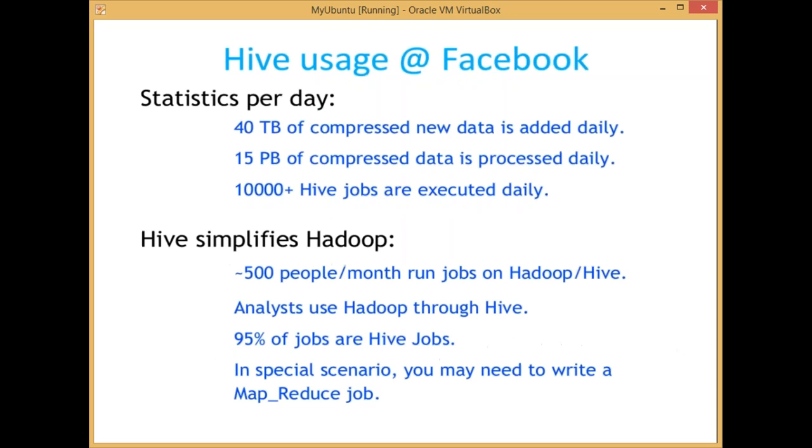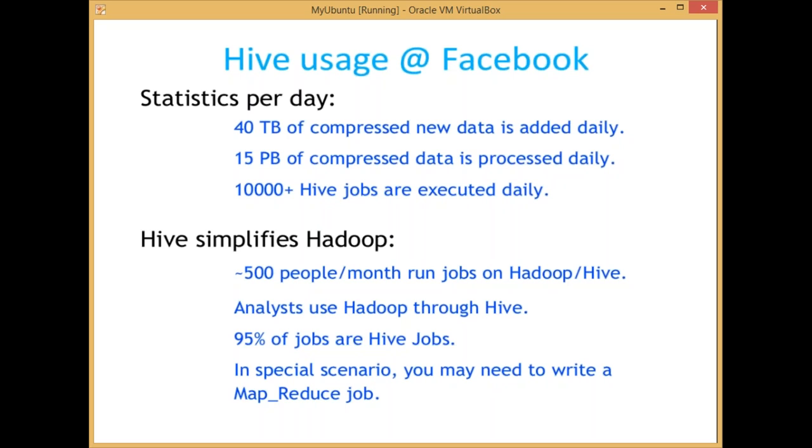Let's move to the next slide. Hive usage at Facebook. Facebook is extensively using Hive for its business intelligence, for making its advertisement more effective. So we have a few stats for Facebook. You can have a look. 40 terabytes of compressed data is added on a daily basis. 15 petabytes of compressed data is processed daily. We are doing some analytics.